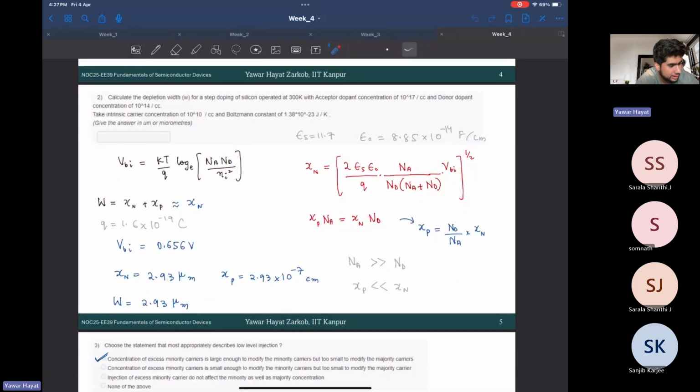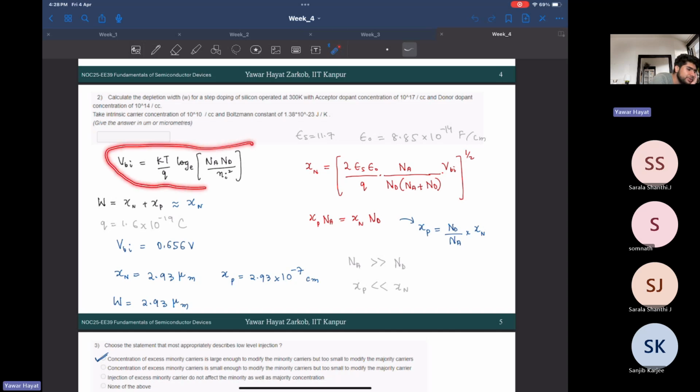Now the question is for the depletion width, and that too for step doping of silicon that is operated at 300 Kelvin with acceptor dopant concentration of 10 to the power 17 per centimeter cube and donor dopant concentration of 10 to the power 14. Now, okay, so my VBI, just a second.